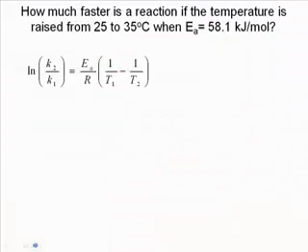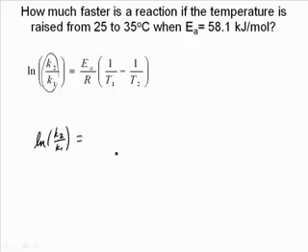Okay, so here is an example of how we would use this. How much faster is a reaction if the temperature is raised from 25 to 35 degrees Celsius when activation energy is 58.1 kilojoules per mole? So how much faster? That is basically asking me for this ratio, the ratio of K2 to K1. Okay, so that is going to be our unknown here. Our activation energy is 58.1 kilojoules per mole.